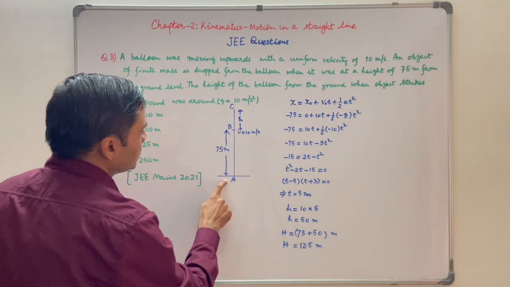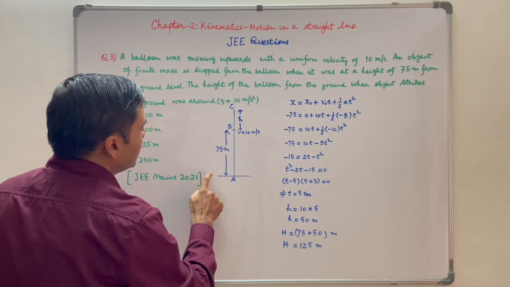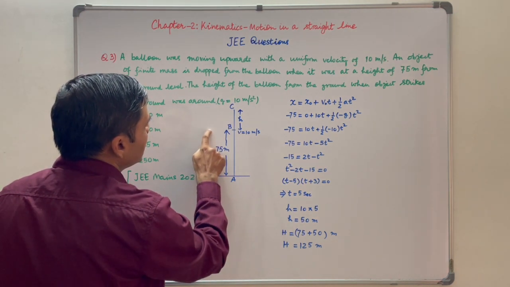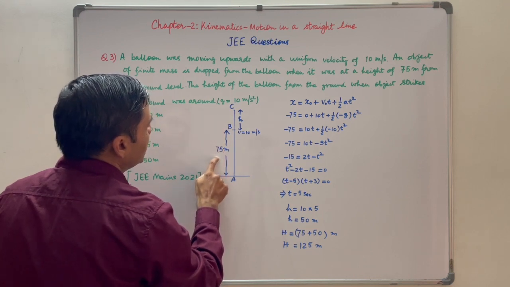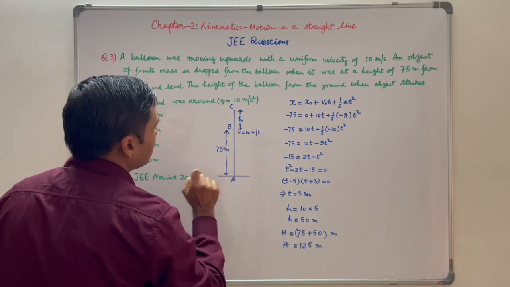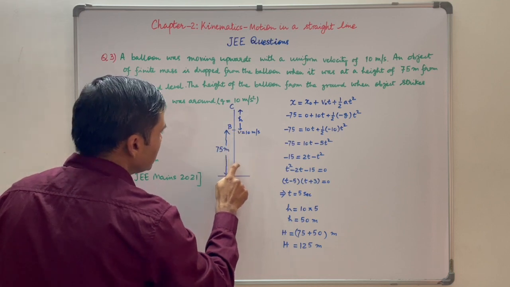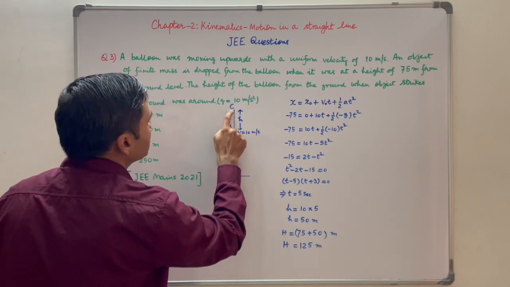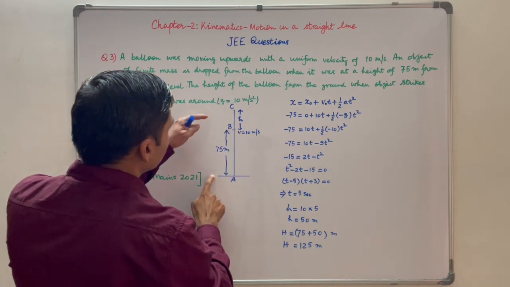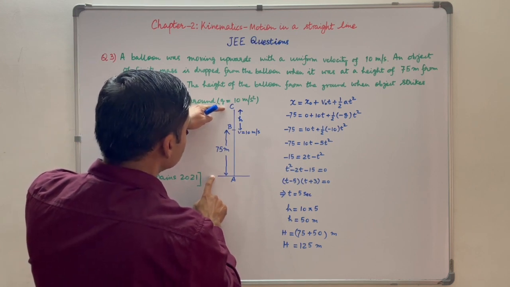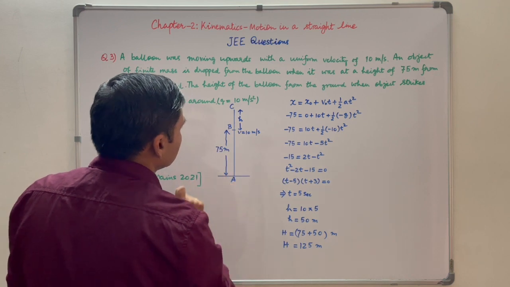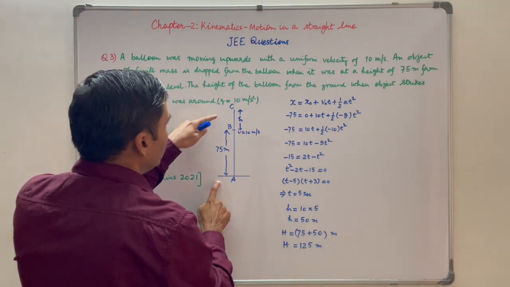Suppose the balloon was at point A on the ground. Now it starts rising. When it reaches point B, which is 75 meter above the ground, an object was dropped from it. Now the object reaches the ground and the balloon keeps on rising. So we have to calculate this distance AC that the balloon reaches when the object reaches the ground. So we have to calculate AC.